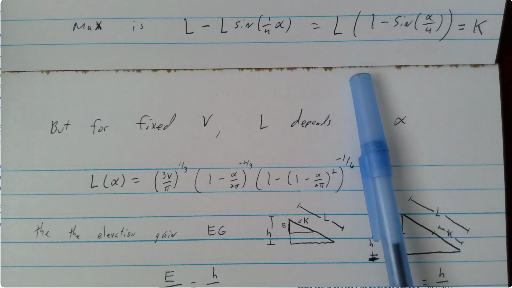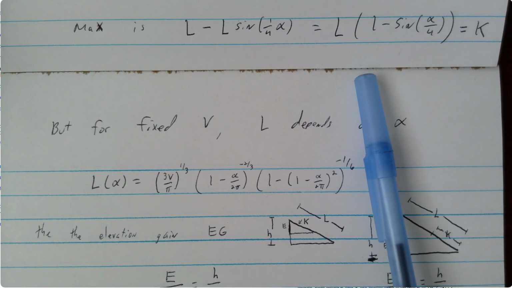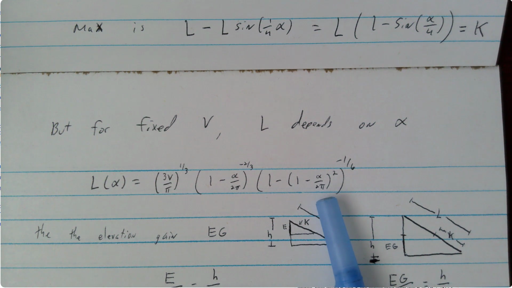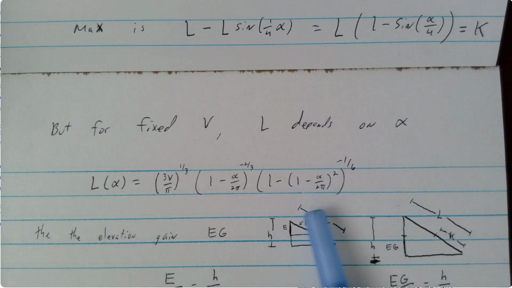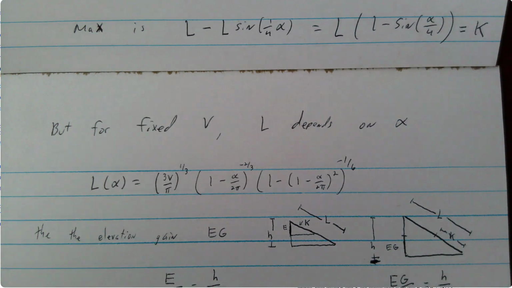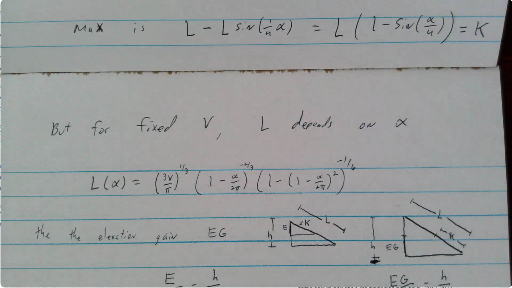Now I want to maximize the elevation gain. We'll have to take that into account. So let's see. Because I don't want to just maximize L. The bigger the r is, the bigger L will be. Right? r could be 100. It'd be a super tiny height, which means I won't have much of an elevation gain. So it's not just maximizing L, but the elevation gain.